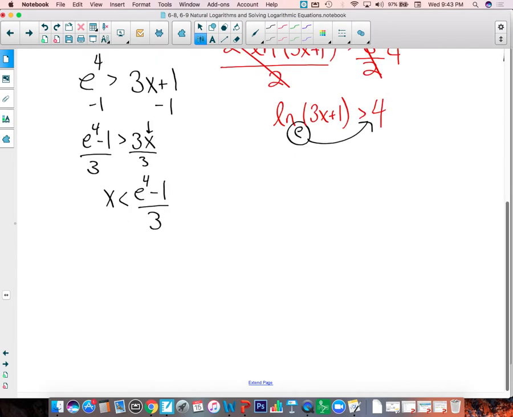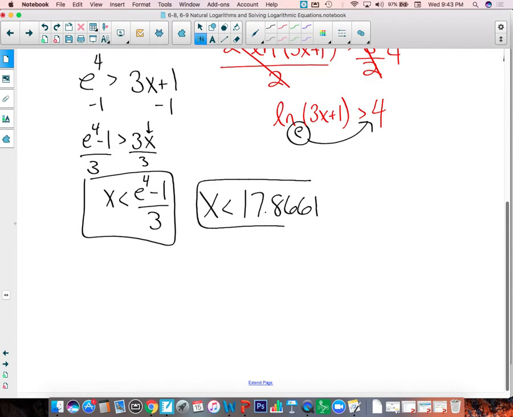All right, so when I do that, x is less than, so e to the 4th minus 1 divided by 3 gives me about 17.8661. Okay? So that is my answer for that equation. And again, you can check it. You can throw it in there and see if you put that in there, are you actually going to get numbers that are less than that. Okay?